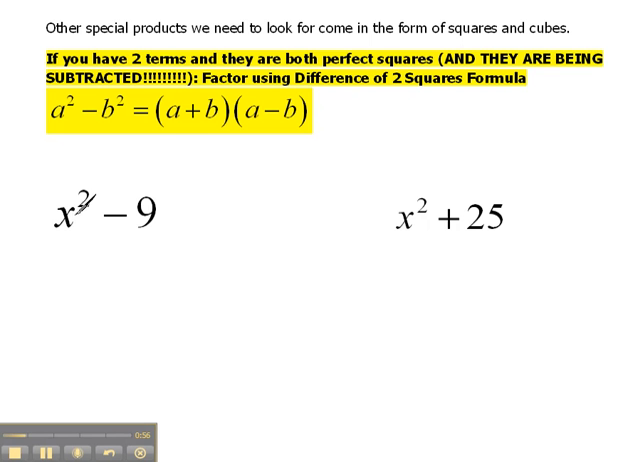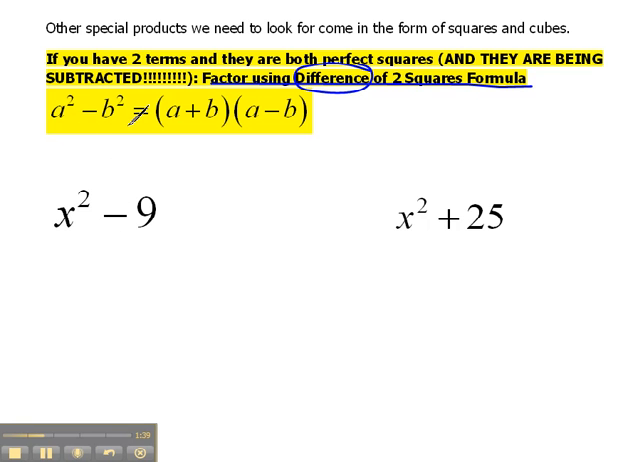In this case, x squared and 9 are both perfect squares. So this is where we factor using the difference of two squares formula. Now this is extremely important. You have to have only 2 terms for this to work, and they have to both be perfect squares, and they are being subtracted. That's the word difference of 2 squares. This only works when you've got a difference, a subtraction, of 2 perfect squares. So let's look at this x squared minus 9. We have 2 perfect squares being subtracted.